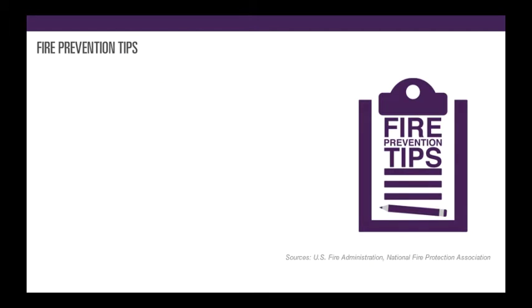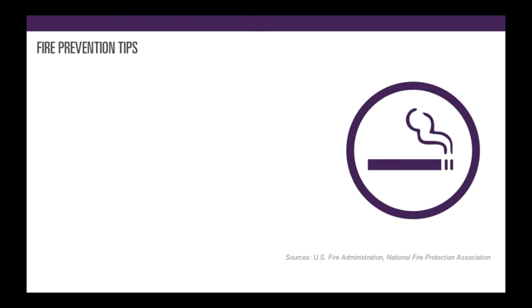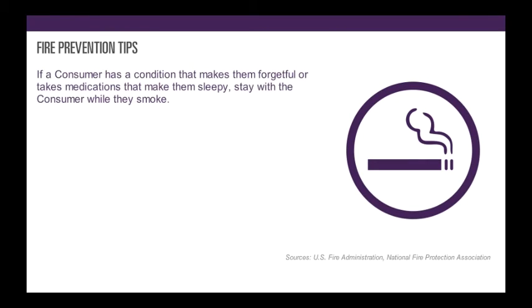The best way to keep consumers safe from fires is to try to prevent fires from starting. Here are some tips for preventing fires. Does the consumer smoke? According to the U.S. Fire Administration, there are 7,600 smoking-related fires in homes each year. If the consumer smokes and has a condition like dementia that causes forgetfulness or takes medications that make them sleepy, it might not be safe to leave them. Stay with the consumer while they smoke.